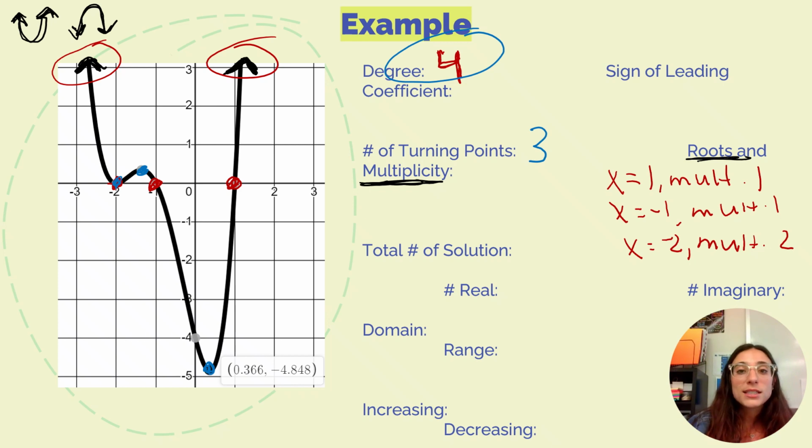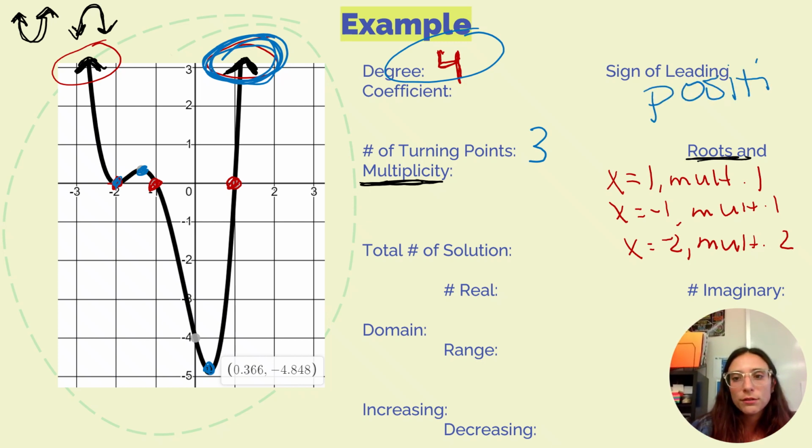Sign of the leading coefficient. To determine the sign, you look at your arrows. I always look at the right arrow. If it's pointing up, it's positive. If the right arrow is pointing down, it's negative. Any single time, doesn't matter what type of degree it is, even odd. So the sign is going to be positive.